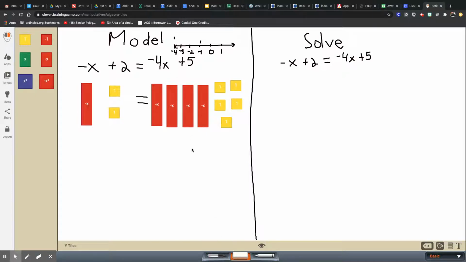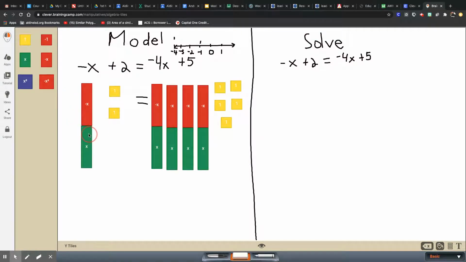So to cancel out a negative 4x, I need to add 4 green tiles. I need to make sure every one of those red x bars is touching a green x bar because I want to create those 0 pairs and get rid of them. Now, because I added 4 green bars to the right side of my equal sign, I also need to add 4 green bars to the left side. Okay, so that one's got a buddy, he's paired up, and then I've got 3 more that are just going to be chilling by themselves, right?